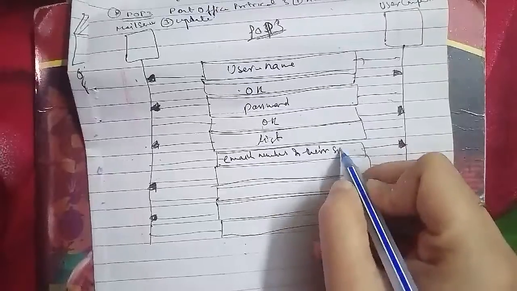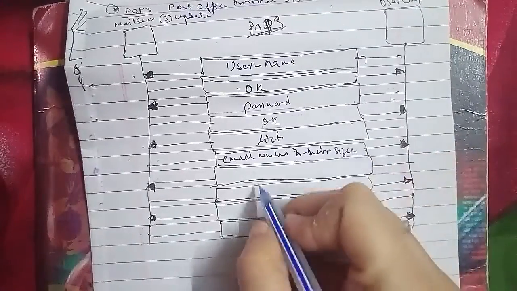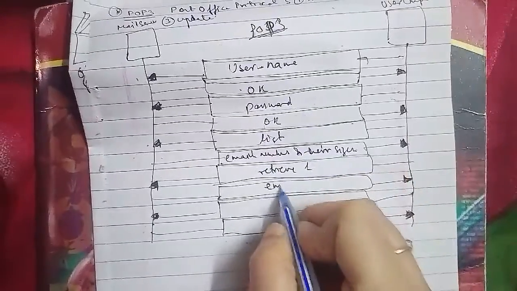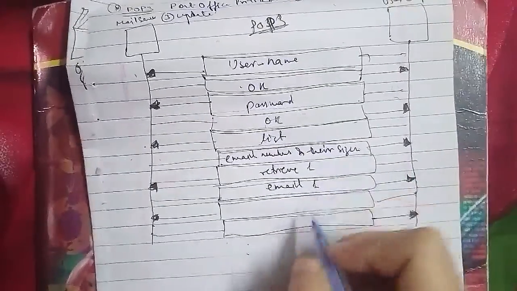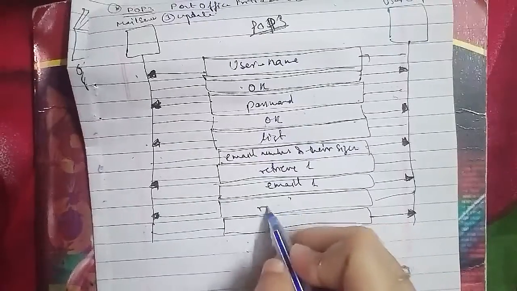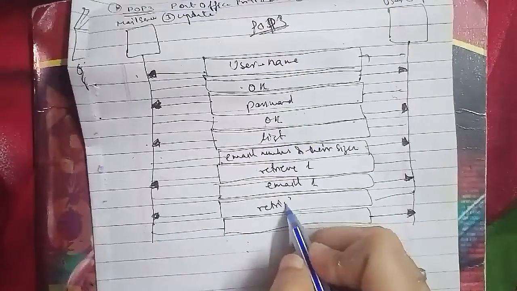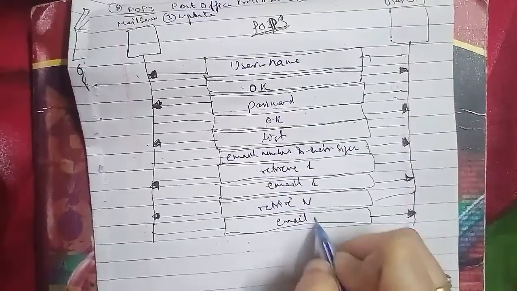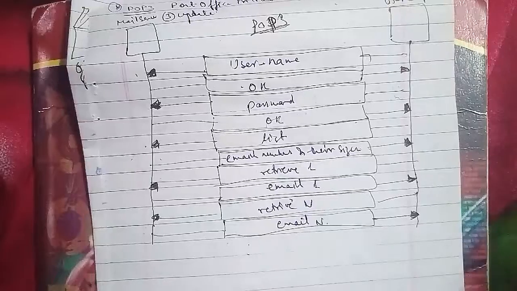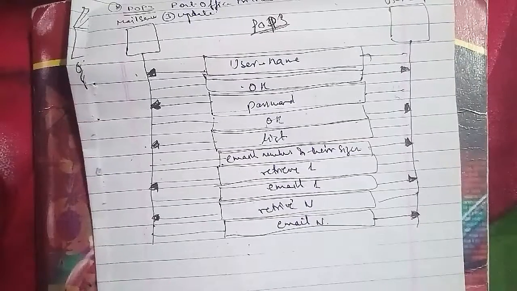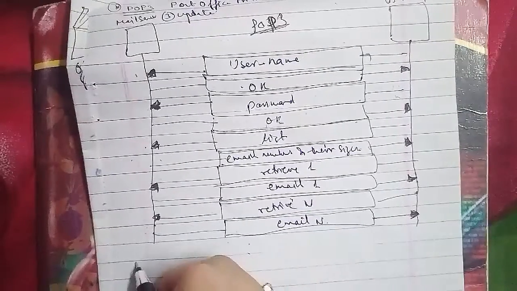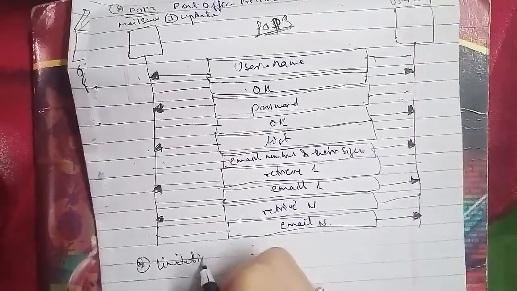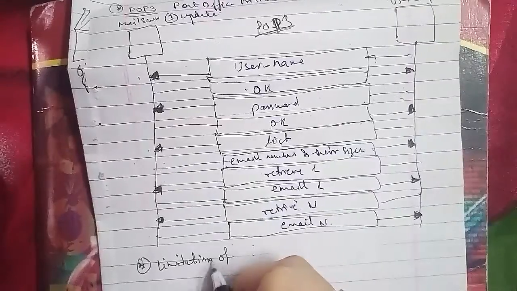IMAP clients connect to the server by using TCP as well, and IMAP supports the following modes for accessing the email messages: offline mode, online mode and disconnected mode. We will discuss these in detail as well.